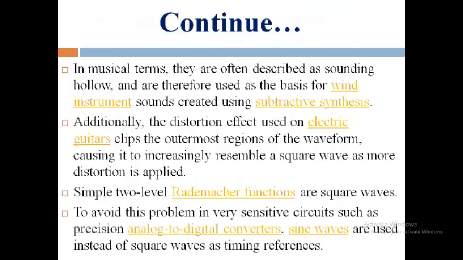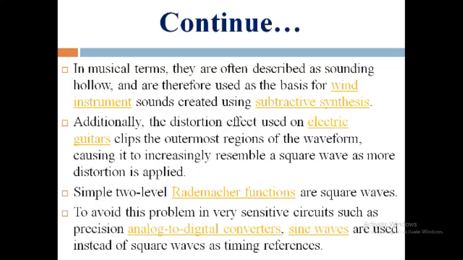Then, in musical terms, they are often described as sounding hollow and are therefore used as the basis for wind instrument sounds created using subtractive synthesis. Additionally, the distortion effect used on an electric guitar clips the outermost regions of the waveform, causing it to increasingly resemble a square wave as more distortion is applied. Simple two-level Rademacher functions are square waves.